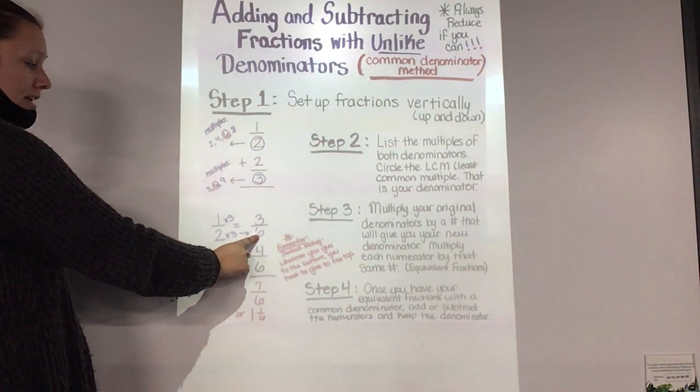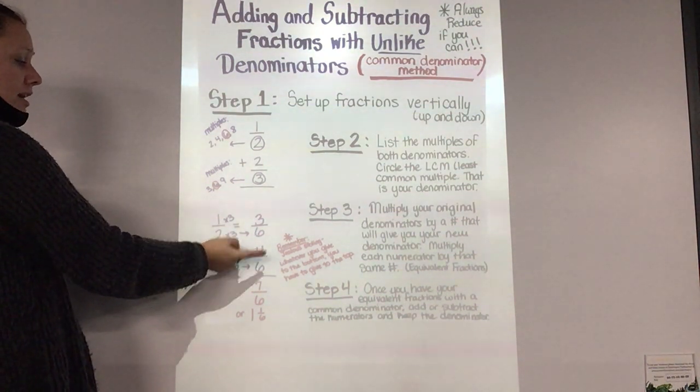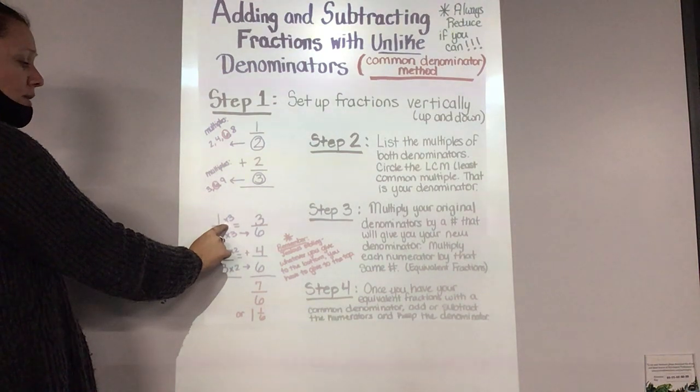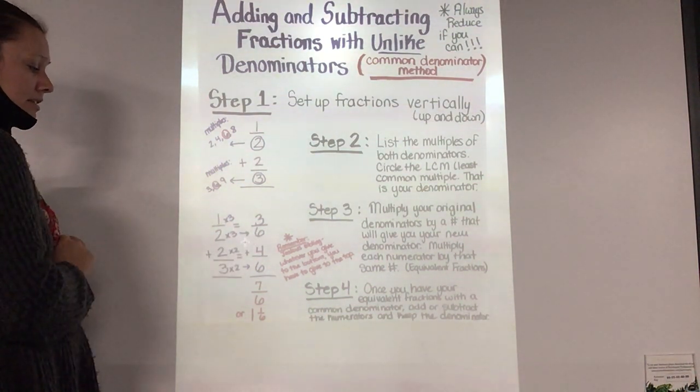But jealous sibling, this one's jealous. What you do to the bottom, you have to do to the top. So that one also has to get multiplied by 3. Our new fraction is now 3/6.